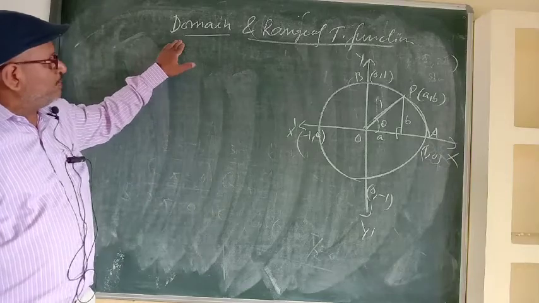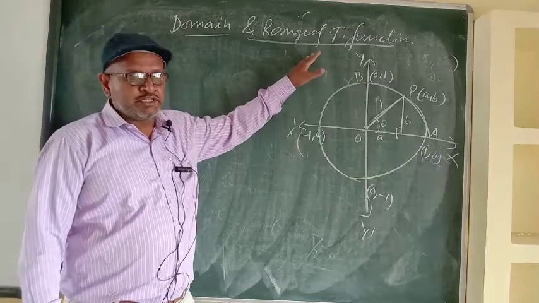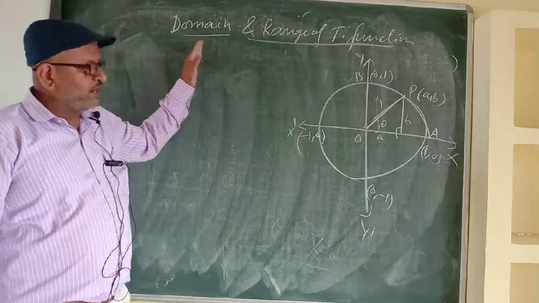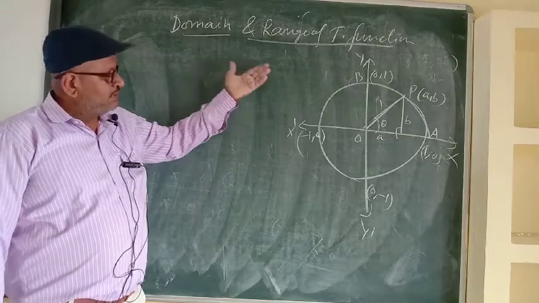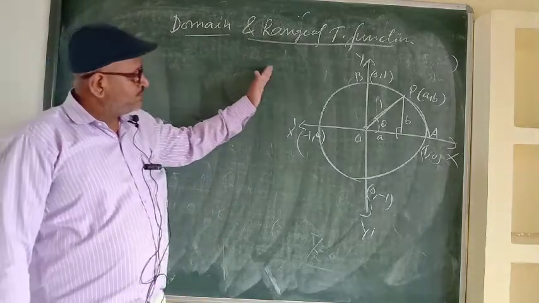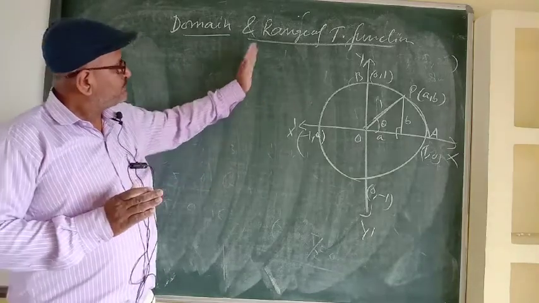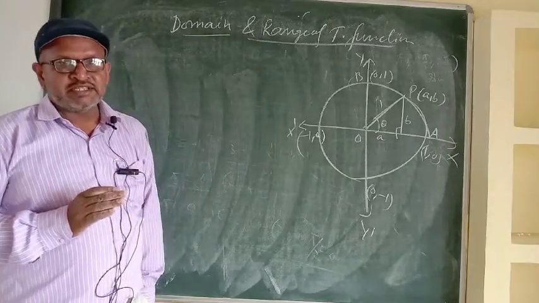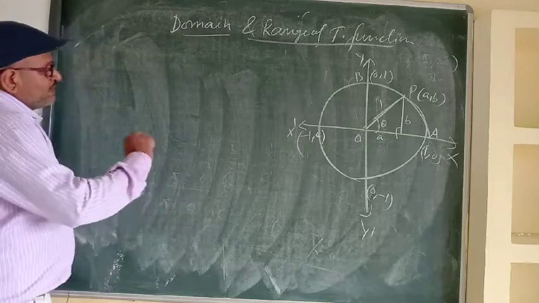The next topic is the domain and range of the trigonometric function. Domain means for what angles the trigonometric function is defined, and range means between which two values the trigonometric function can take. So firstly, see the domain.